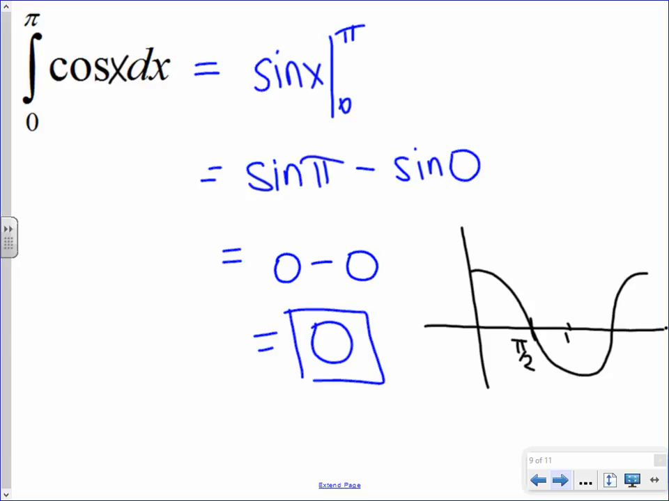Yes. So we are finding the area under the curve from 0 to pi. So we have positive area and negative area that are going to cancel out to 0. So it's okay to have an answer of 0.